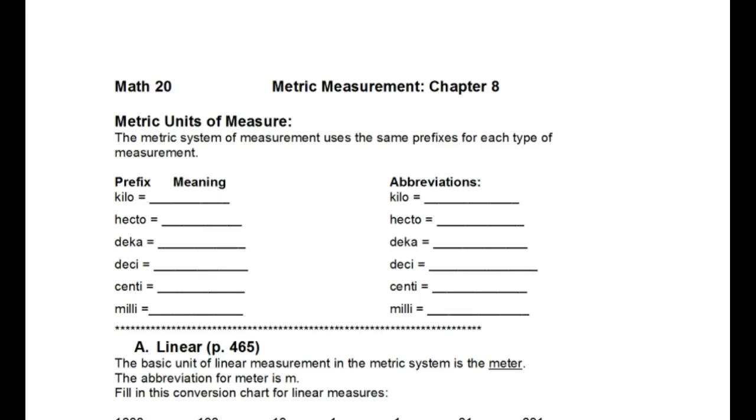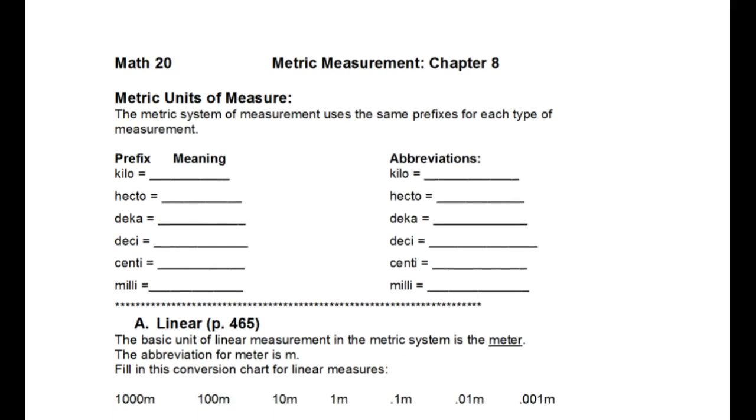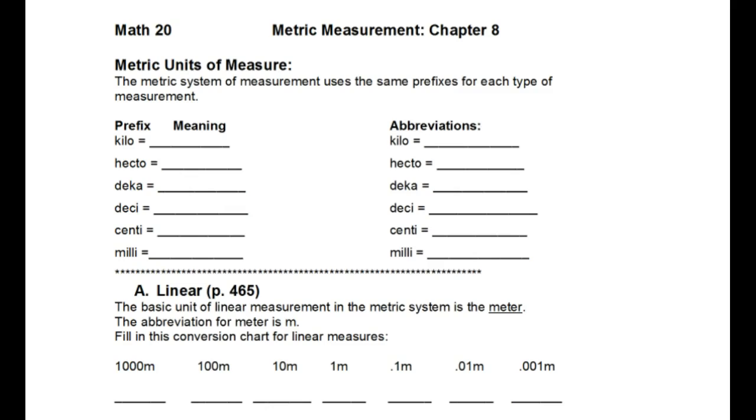Welcome. This video is to help you understand the metric system. We're in Chapter 8 in our textbook, and you need to know, before you get started with converting within the metric system, some things about it. The metric system uses some prefixes. A prefix is the beginning of a word for each type of measurement, and each one of their prefixes has a meaning. Each one of the meanings mean to multiply by a number.